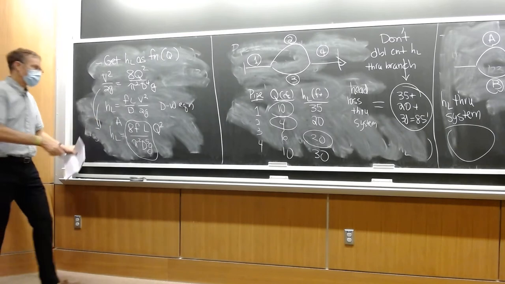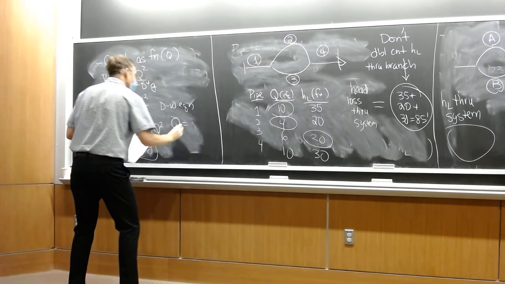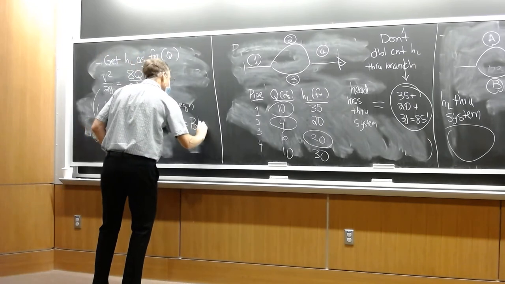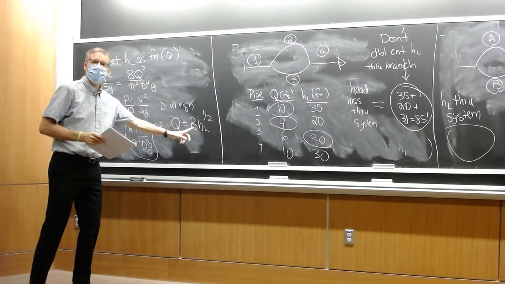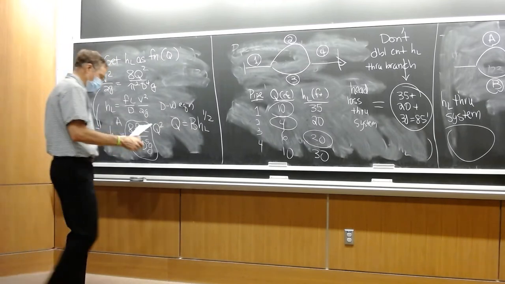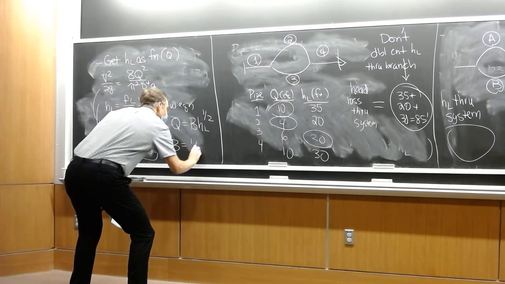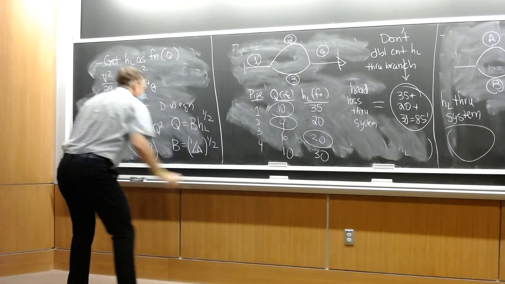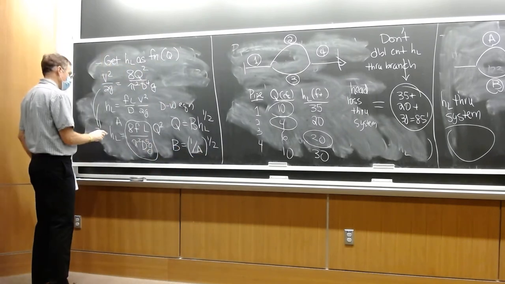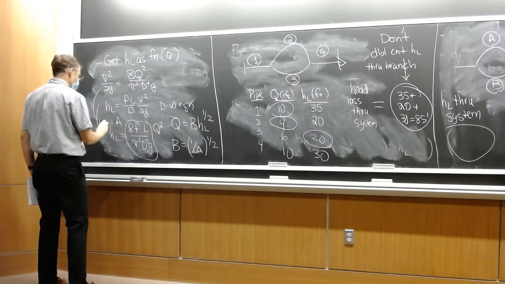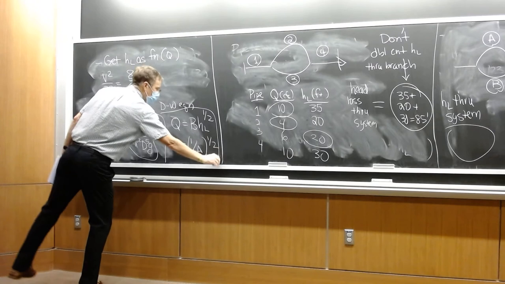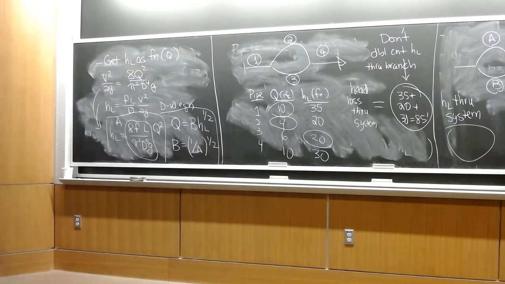We could rearrange it and get an equation for Q as a function of the head loss and another constant B. So those two equations, head loss is A times Q squared, Q is B times the square root of head loss, we can use to solve for the things we don't know, as long as we do the calculations in an order that gives us what we need to make the calculation.